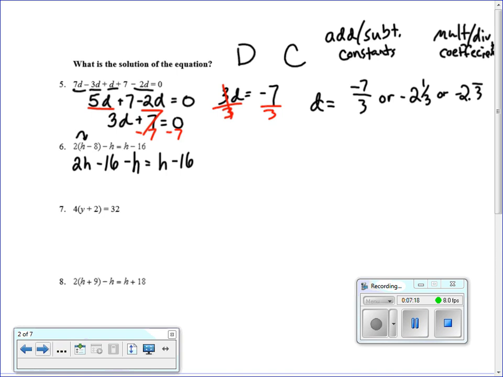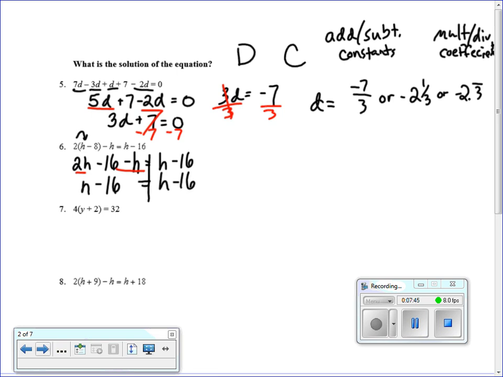Okay, we've got like terms. So after we've distributed, then we're going to combine like terms. Like terms have to be on the same side of the equal sign. So we're only focused on like terms over here and terms that are the same on this side. 2h and h are like terms, so 2h minus h gives you 1h minus 16 equals h minus 16 over here.